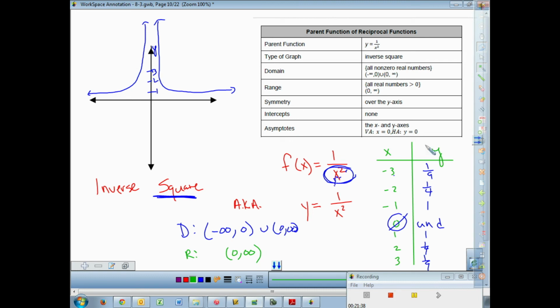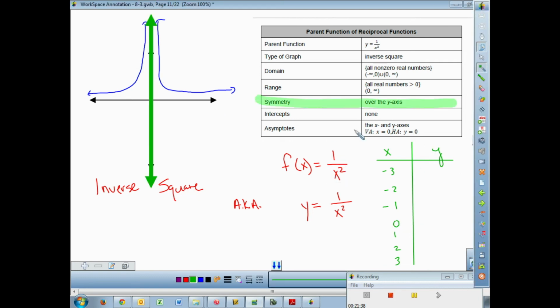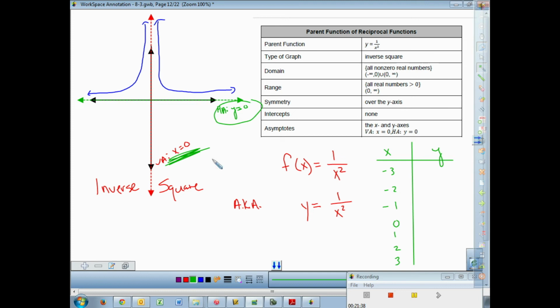Symmetry, here's some symmetry lines. Isn't the y-axis a line of symmetry for that thing right there? Is everything on the left exactly the same as everything on the right? And that's it. Asymptotes, it's got 2 again. It's got a vertical asymptote here. X can't equal 0. Cool. And we also know that y will never be 0, or even below that.